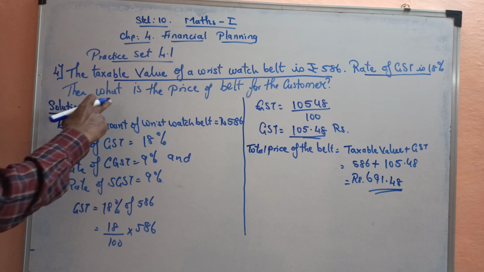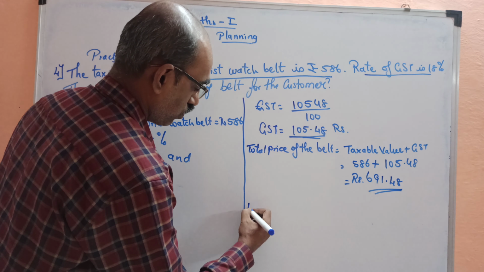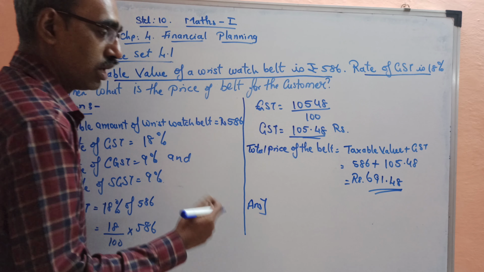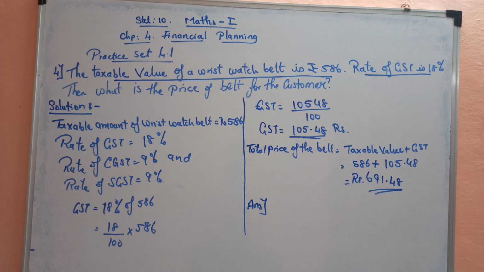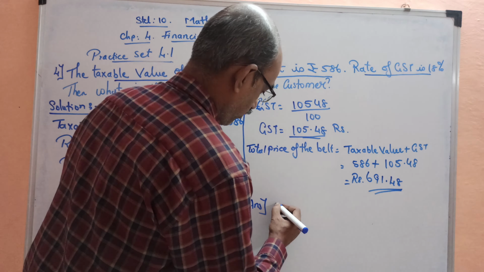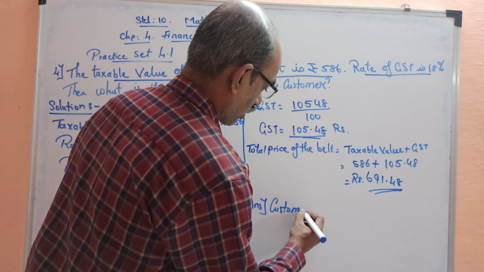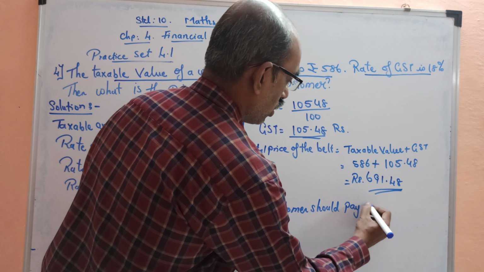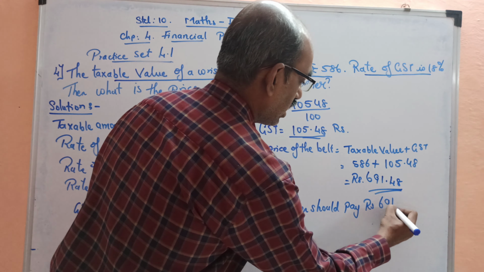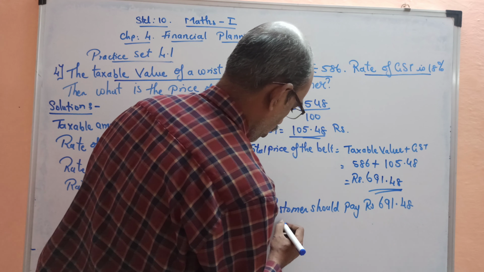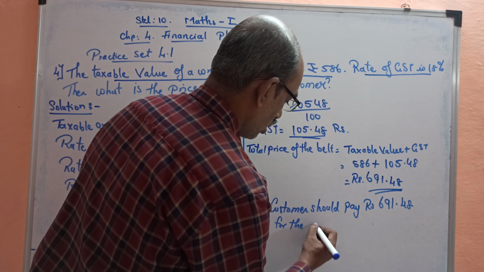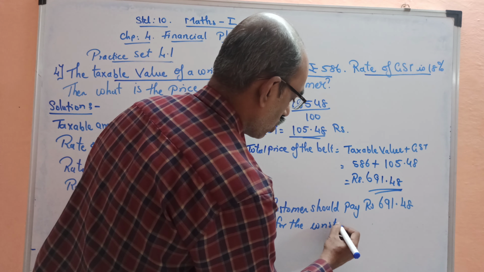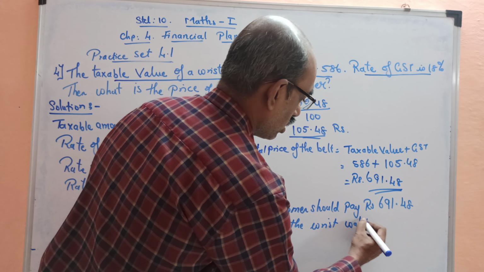So they have told what is the price of the belt for the customer. So we'll write the final answer. So final answer, what is the price of the belt for the customer? So customer should pay rupees 691.48 for the wristwatch belt.